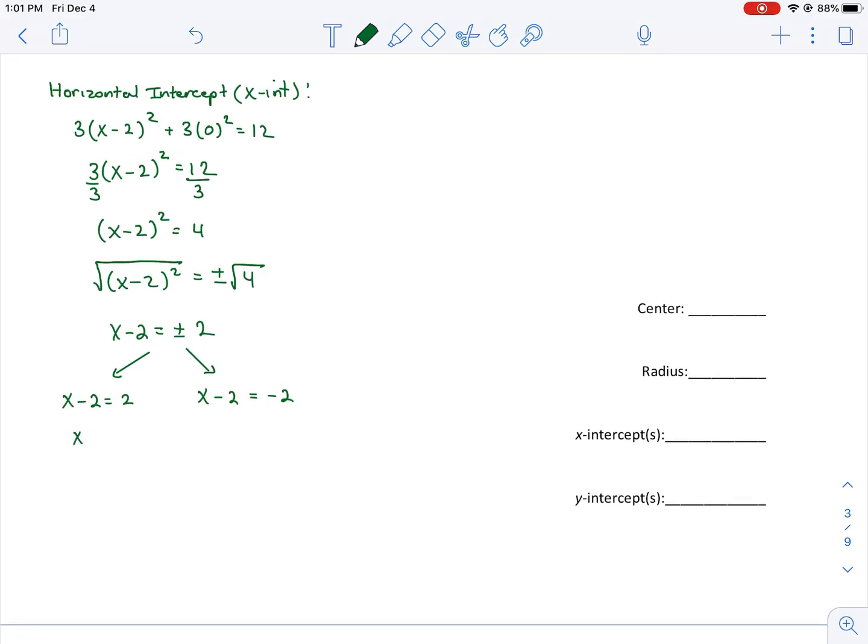So for the first equation, x is equal to 4. So the first horizontal intercept is 4, 0, just like I said earlier. For the second equation, x is equal to 0. So the second horizontal intercept is 0, 0.